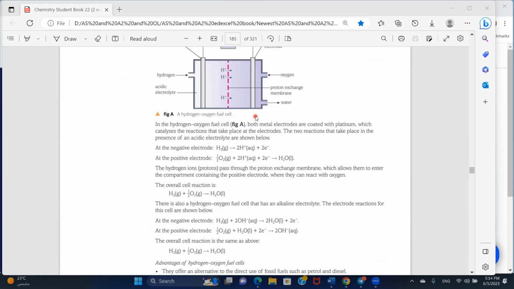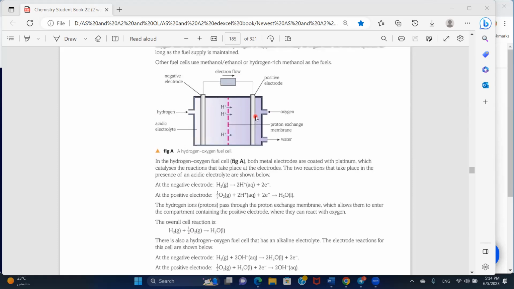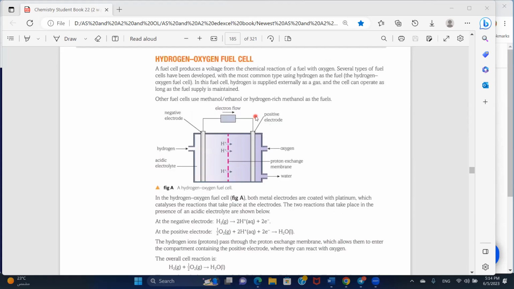Okay. Now, this was a question in an exam. There was a question here that says which one of them is more efficient? It's the alkaline. The alkaline fuel cell is more efficient than the acidic fuel cell. Now, why is the alkaline more efficient than the acidic? Both are efficient, but the alkaline is somewhat more efficient than the acidic.